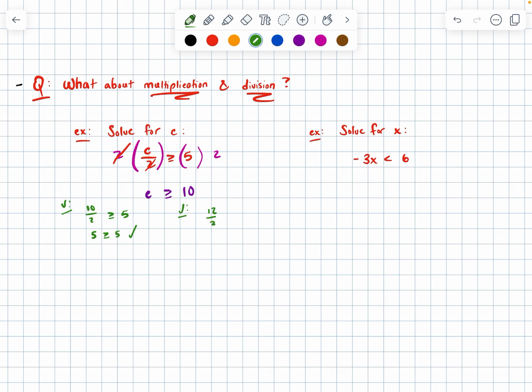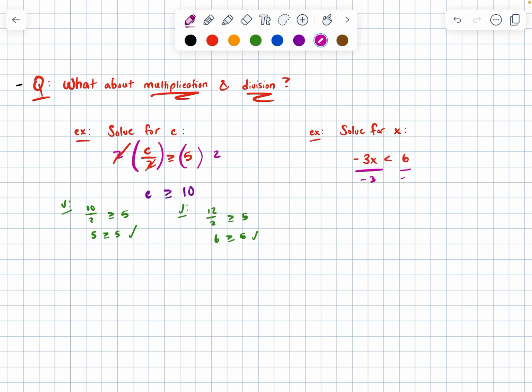Maybe I'll take something bigger. So let's say something nice that's divisible by 2. Maybe I'll take 12, not too far from 10. 12 is bigger than 10, so it's part of my solution set that I've identified. 12 divided by 2 is 6. Is 6 greater than or equal to 5? Heck yeah, we're good.